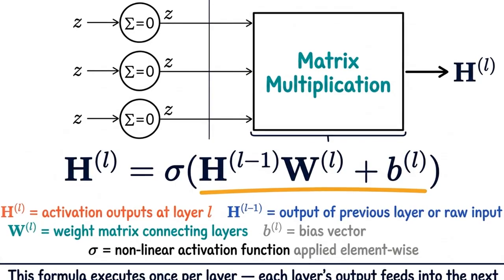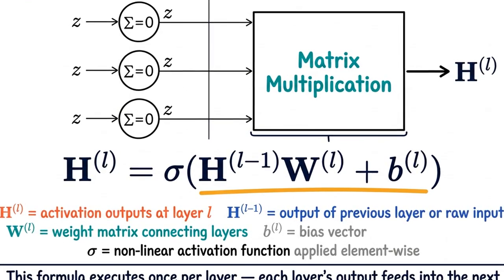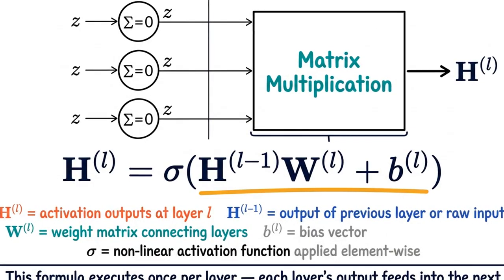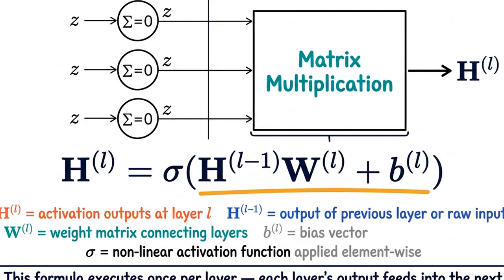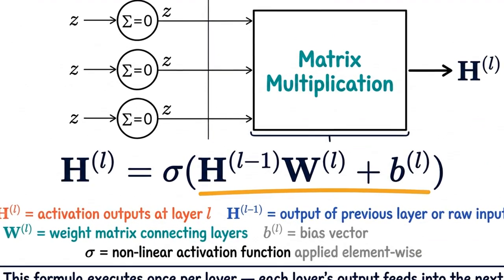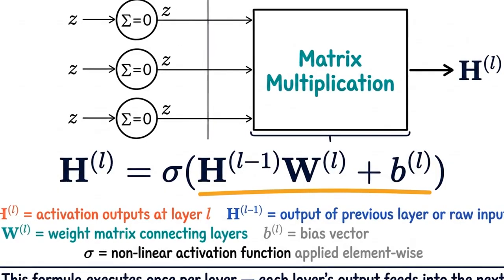B superscript L is the bias vector, and sigma is a nonlinear activation function applied element-wise to every value. This formula executes once per layer. Stacking multiple layers means applying this formula repeatedly, each layer's output feeding as the next layer's input.